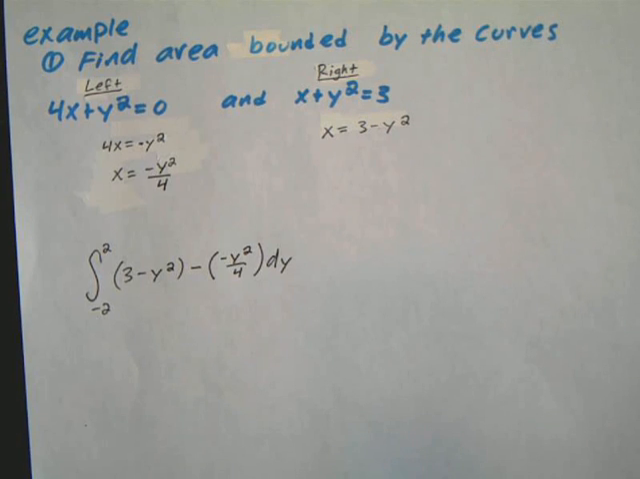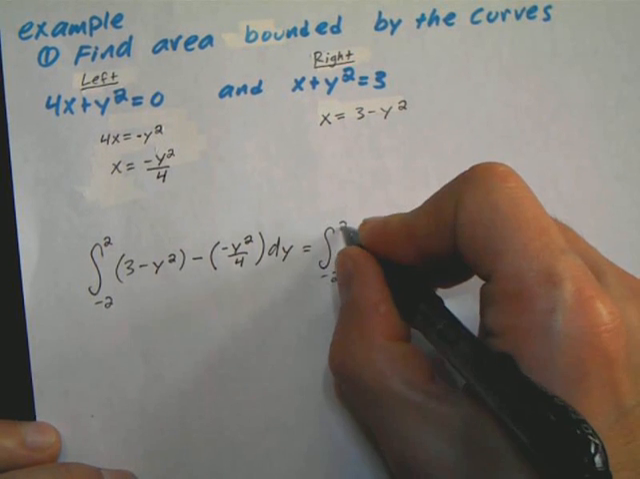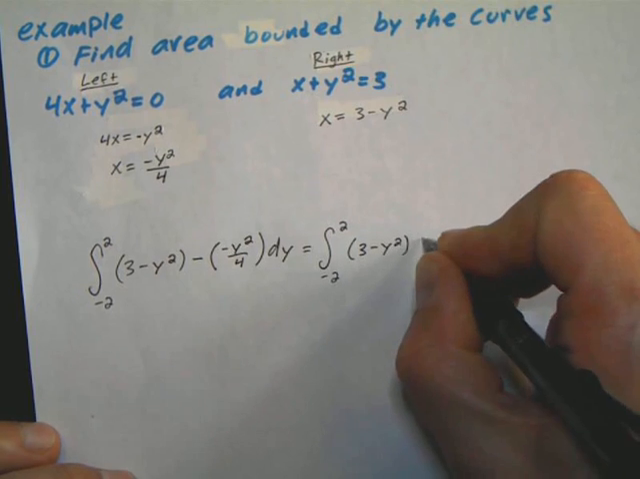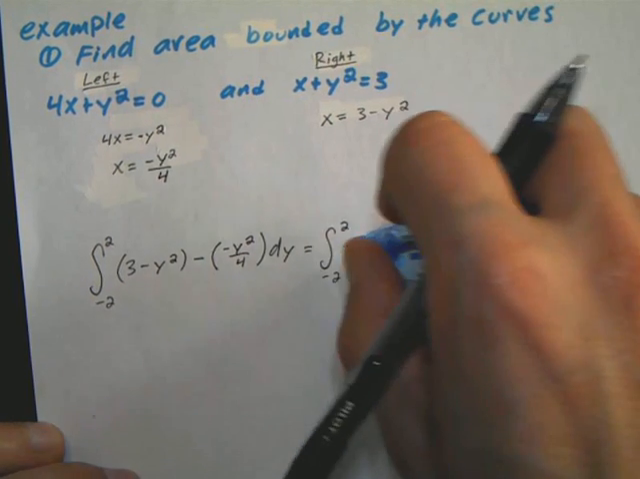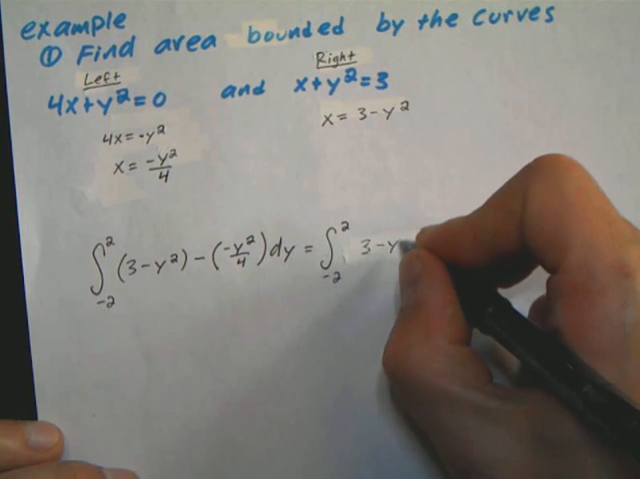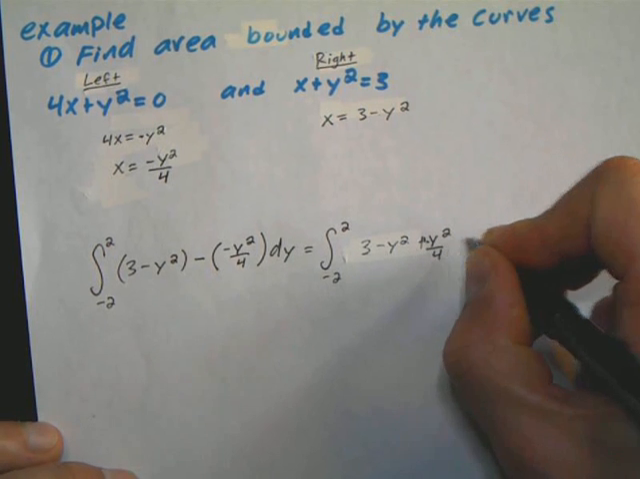So simplifying this a bit, I can say the integral from -2 to +2 of 3 minus y squared plus, let me drop the parentheses here, hang on a second. It's going to be 3 minus y squared plus y squared over 4 dy.